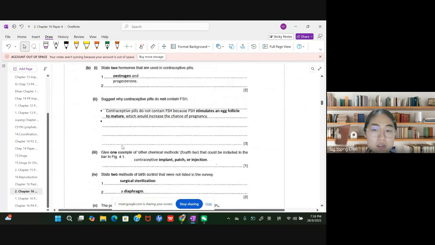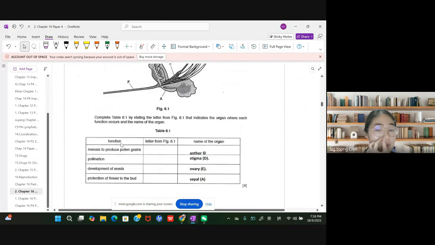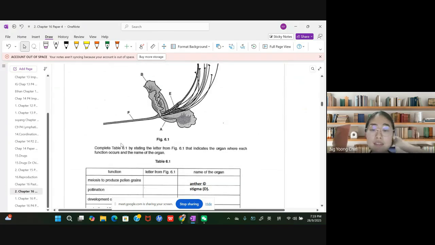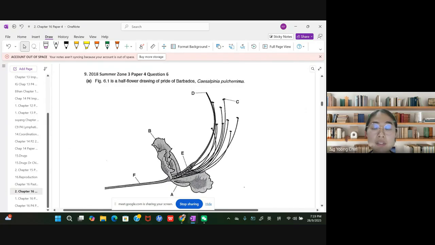Okay, so it's not as hard as you think. You just need to do more exercise only. Sometimes they will come out like this. This is a bit challenging because you should know how to identify the structure. So what is it?